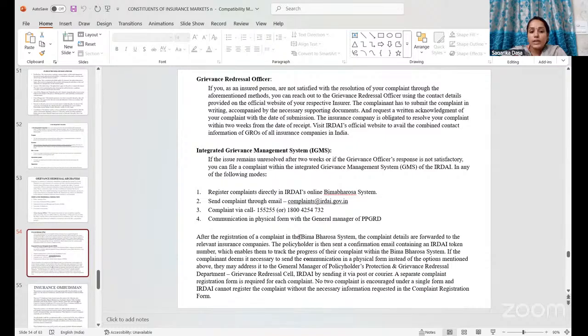After registering a complaint in the Bima Bharosa system, the complaint details are forwarded to the relevant insurance company. The policyholder is sent a confirmation email containing an IRDA token number, which enables them to track the progress of their complaint within the Bima Bharosa system. For the next time, whenever he reaches out to IRDA's office or the grievance redressal mechanism system, he has to provide that token number so that whether the solution is attained or not can be confirmed.